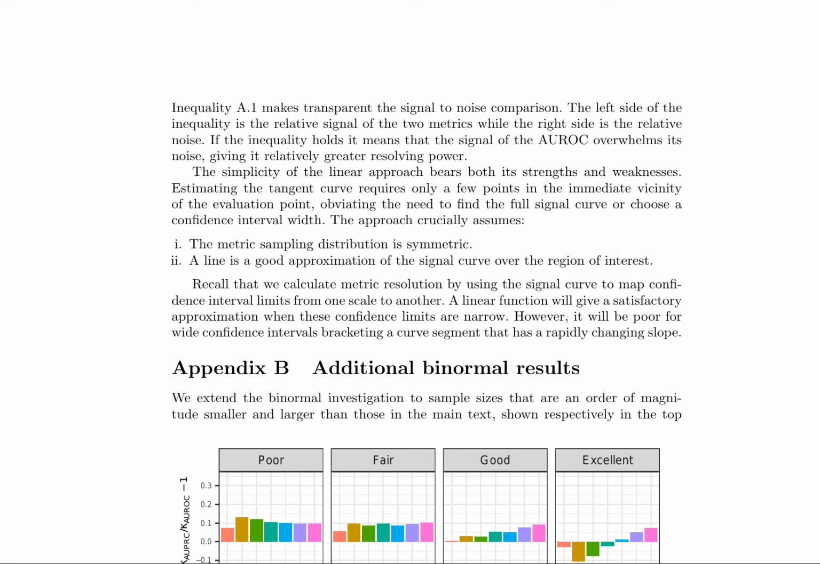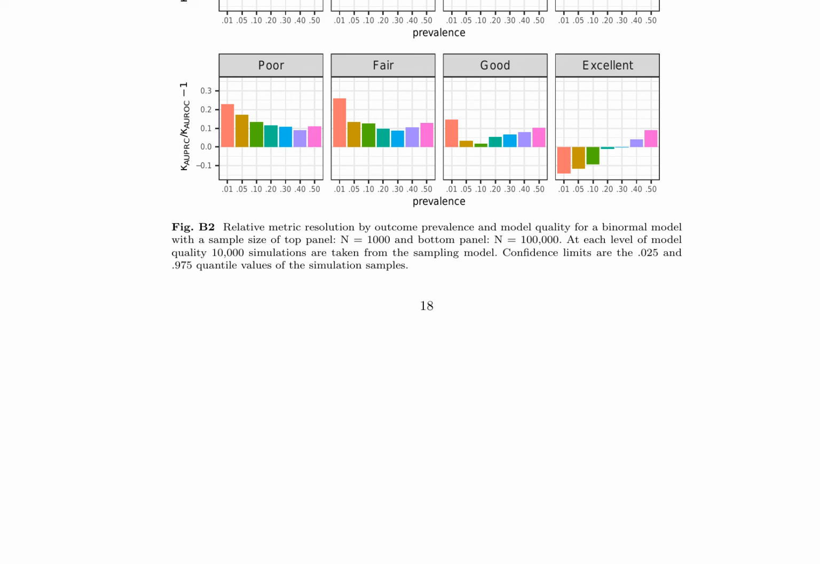When confidence limits are narrow, the linear function provides a satisfactory approximation, but it is poor for wide confidence intervals that bracket a curve segment with a rapidly changing slope. Metric resolution is calculated by using the signal curve to map confidence interval limits from one scale to another. In Appendix B, the binormal investigation is extended to sample sizes that are an order of magnitude smaller and larger than those in the main text.